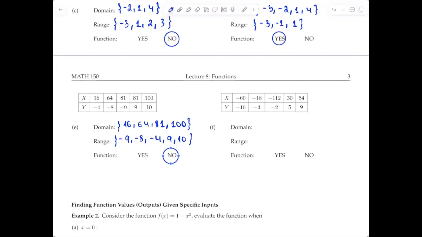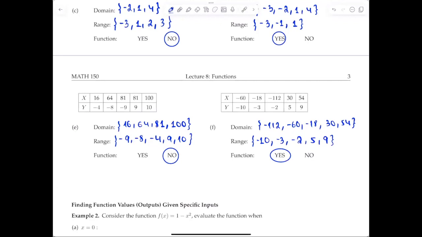And in the last example, the domain is -112, -60, -18, 30, and 54. And the range is -10, -3, -2, 5, and 9. Okay. And this is in fact a function. So hopefully this example 1 gives you an idea how to identify a function from a relation, right? So given a relation, given a table of values, can you identify it to be a function?